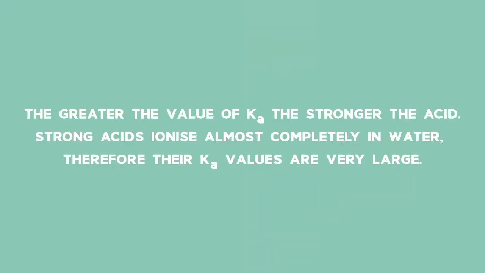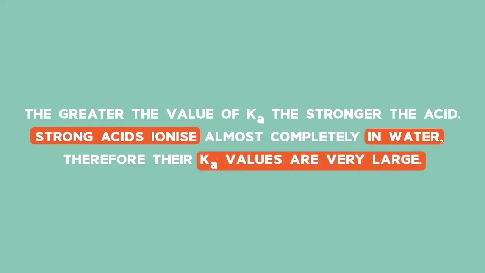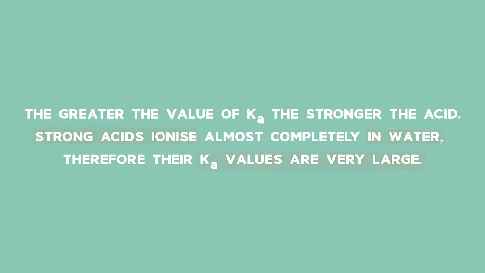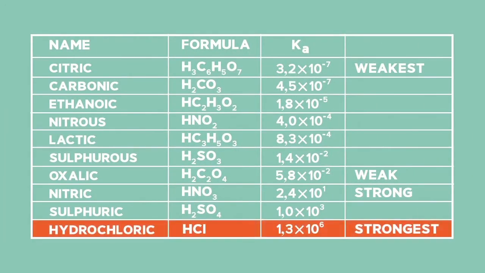The greater the value of Ka, the stronger the acid. Strong acids ionize almost completely in water. Therefore, their Ka values are very large. The Ka for hydrochloric acid is 1.3 million, whereas the Ka value for ethanoic acid is 0.000018. Sulfurous acid is a weak acid, whereas sulfuric acid is strong. Similarly, nitrous acid is weak and nitric acid is strong.